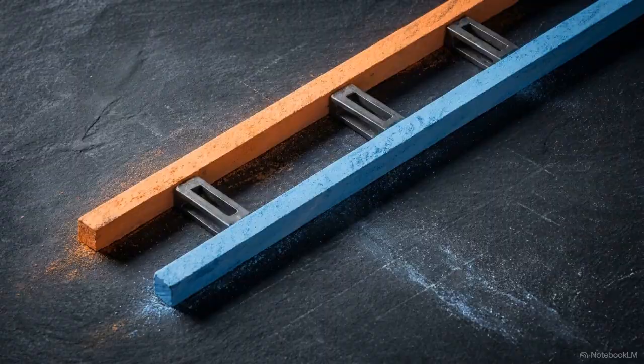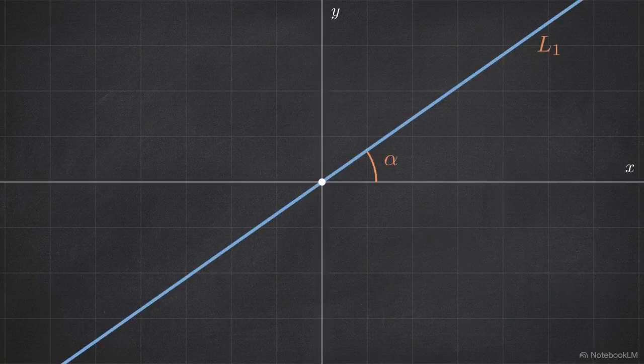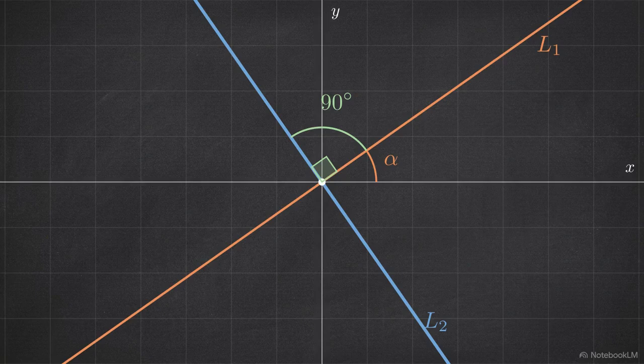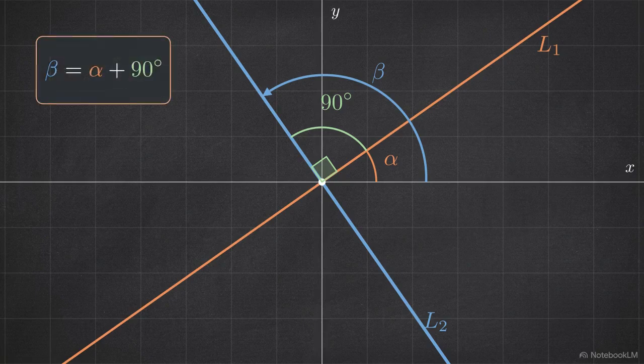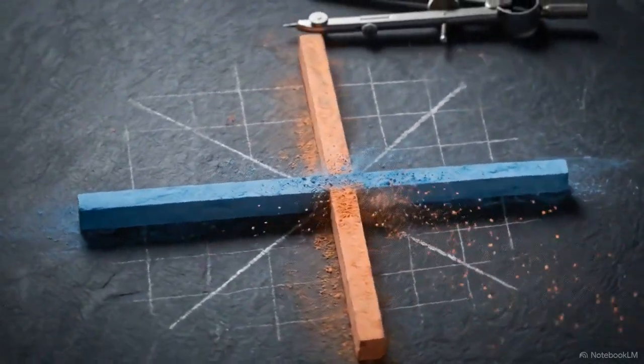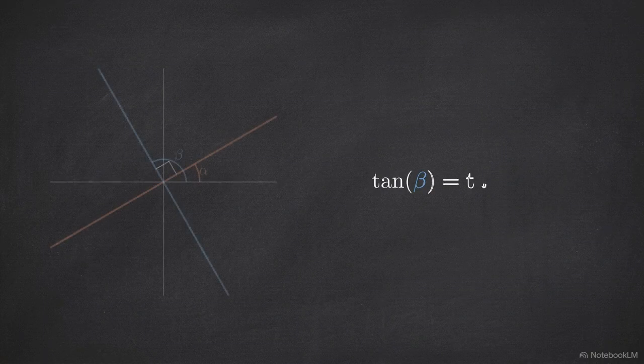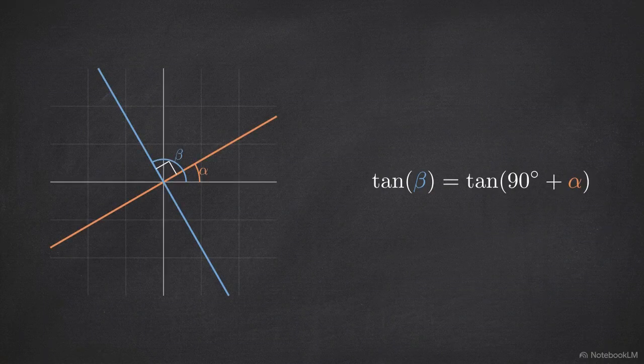We can shift this experiment from parallel separation to direct intersection. We anchor L2 on top of L1 and rotate it until it locks into a perfect 90-degree perpendicular cross. By rotating the line, we increase its angle to the x-axis. The new inclination, beta, is now exactly alpha plus 90 degrees. Now, we need to find the exact algebraic relationship between these two intersecting lines using their tangent functions.